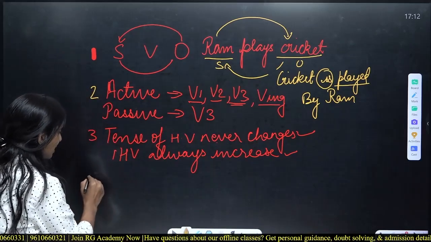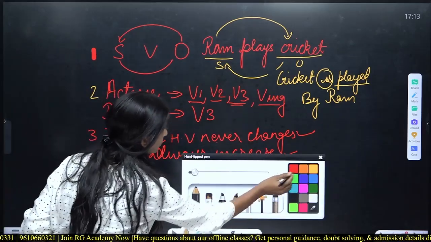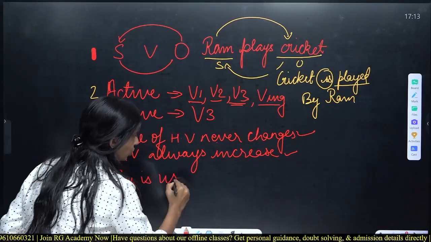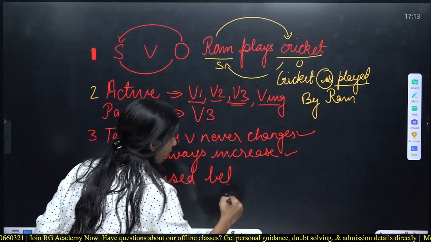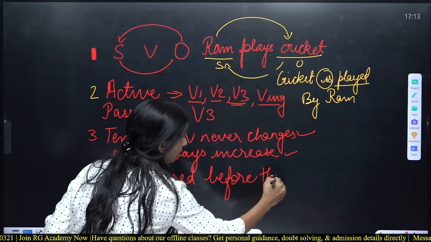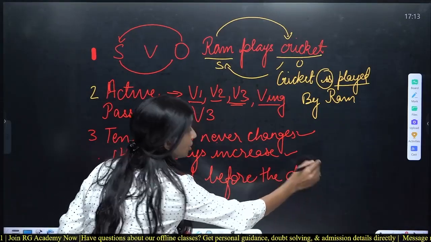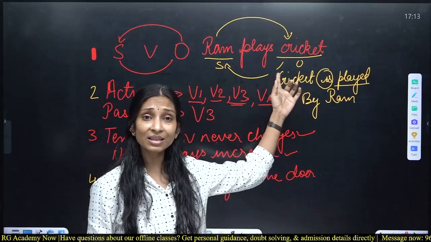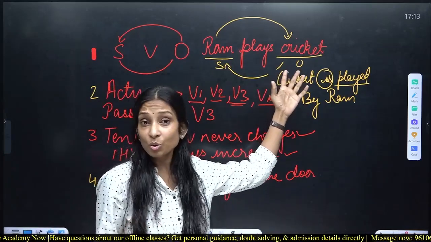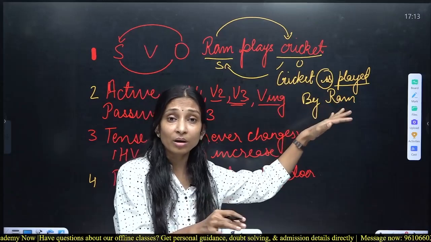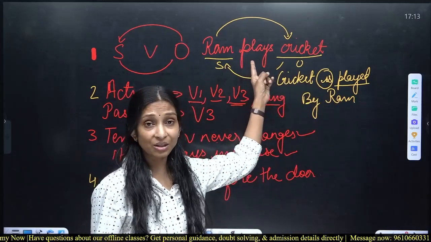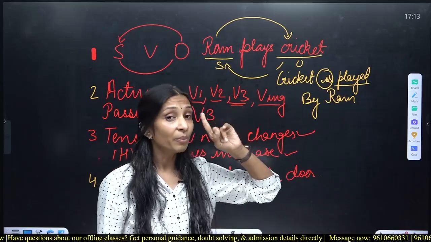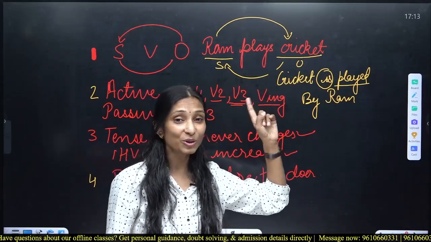Now the fourth point is, by is used before the doer. Alright, so now by, here also we are seeing who is the doer in this sentence? Ram. Okay, who is the doer? The one who is doing the particular work. So here we have Ram as the doer. So whenever we are changing a sentence from active to passive, remember you're going to put by before the doer.